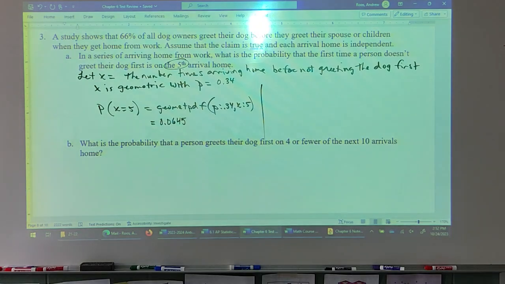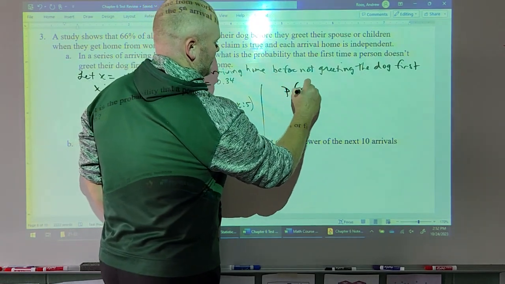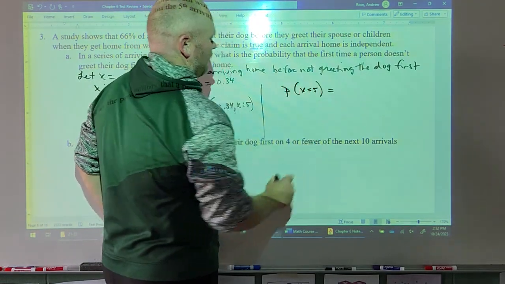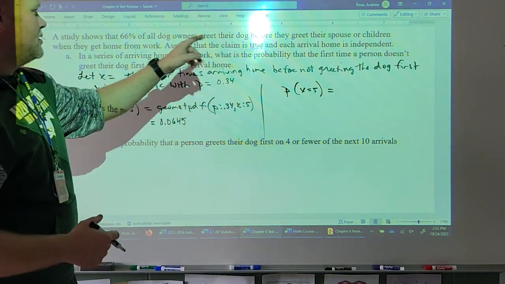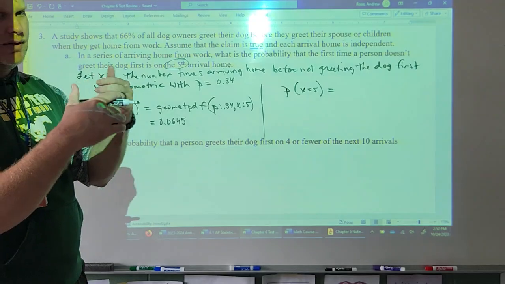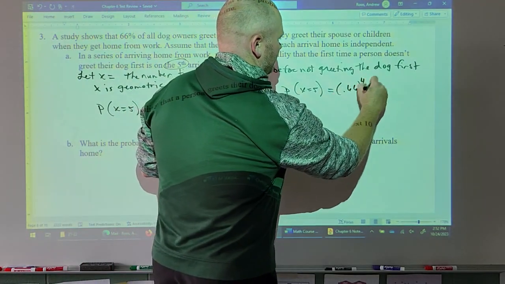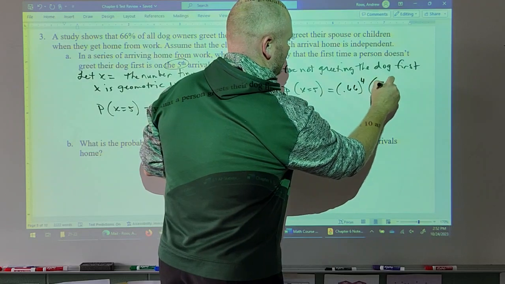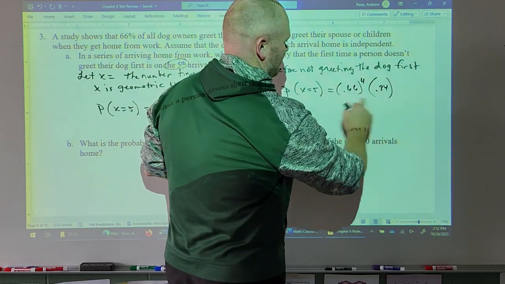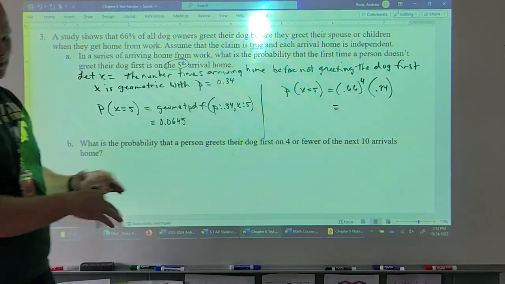Okay, so you could have done it that way, or you could have just thought through this without using the geometpdf command, because we could have said probability that x equals 5, and probability-wise, if the first time the person doesn't greet their dog is on the fifth one, that means the first 4 times they greeted their dog first. So 0.66 to the fourth, and then on the fifth trial they didn't greet their dog. So doing this was going to give you the same exact answer you would get over here.